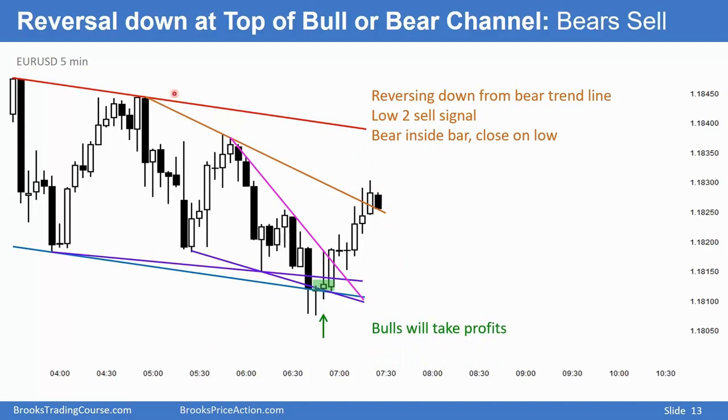What do you do? Well, you're in a bear channel, trying to become a bull trend, but it's not entirely clear, and we're still forming lower highs. I typically would exit part or all below that bear bar, just in case the bear channel is still in effect.